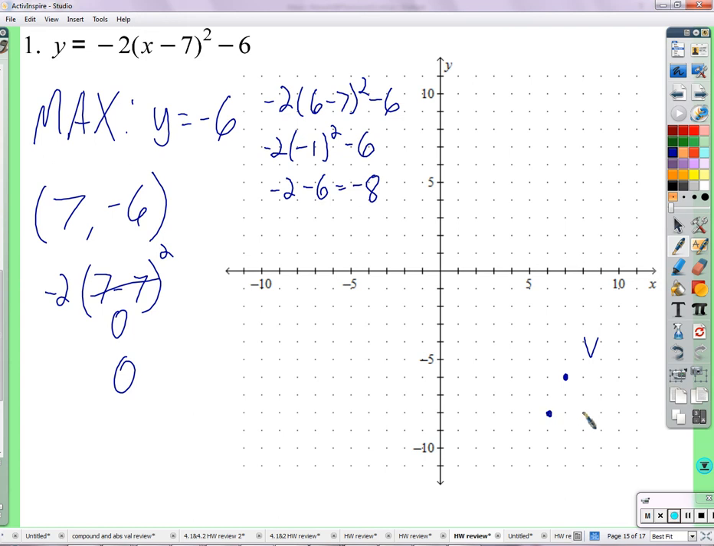Yes, that's right. And 8, negative 8. Hooray. Yes, because it's so far away. Look how fast this is going down. By the time I got over here, it'd be really, really far down there.